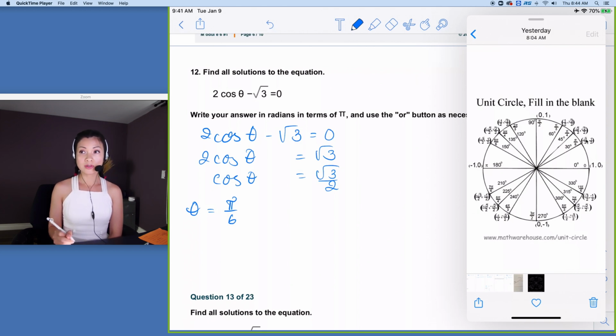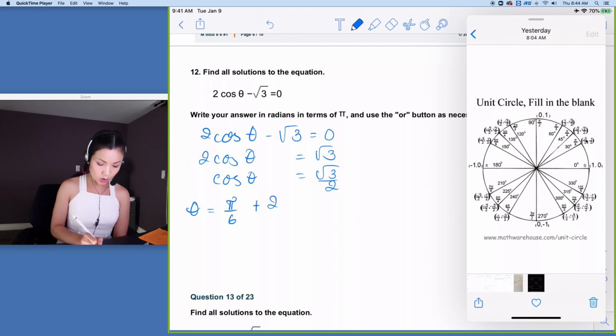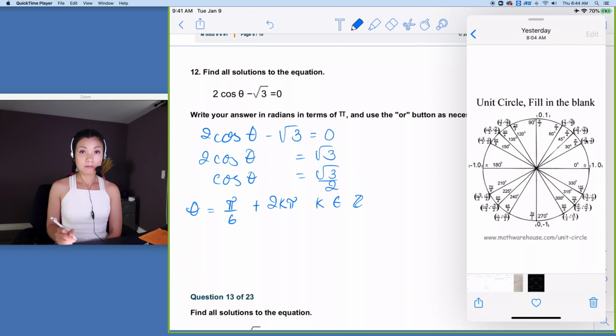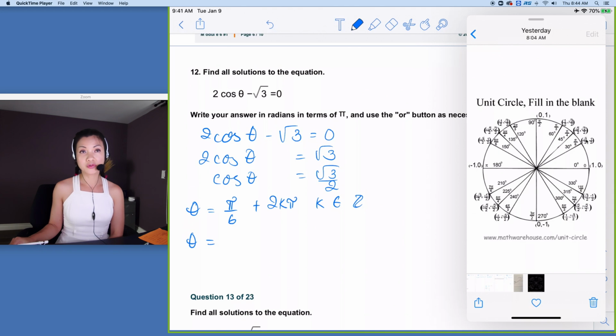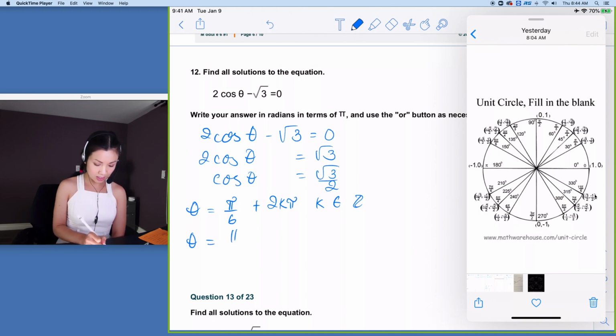However, we're going to have to include all the coterminal angles. So I have to add 2k pi, and k simply is an integer. So k is an integer. That's why I give you that sign right there. So we need to include all the coterminal. So what about the other one? Don't forget that we have two solutions. You see right here, we also have radical 3 over 2. So that's why I also have 11 pi over 6. And don't forget, we have to include all the coterminal.